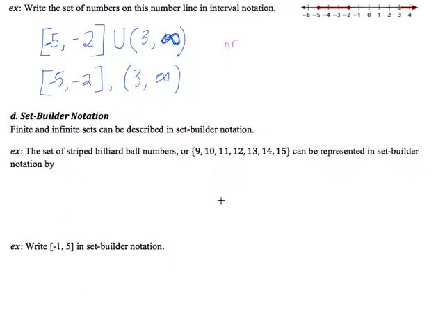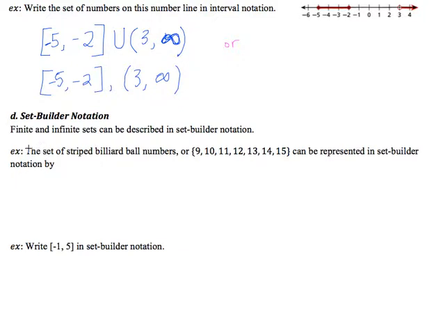Okay, and the last notation type here is set builder notation, which really is a combination. It's just a little bit more specific. It's a combination of the other types of roster notation and inequality notation. Okay, so finite or infinite sets can be described in set builder notation. It's a very open notation. You can use words even with it, which is nice.